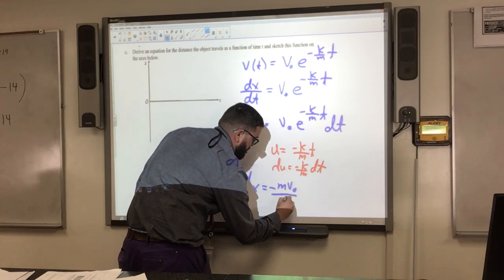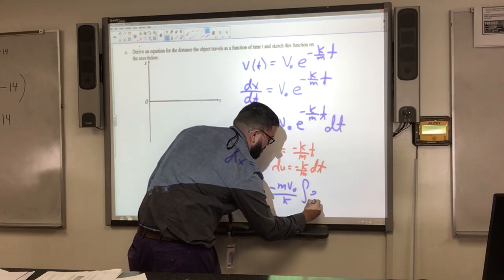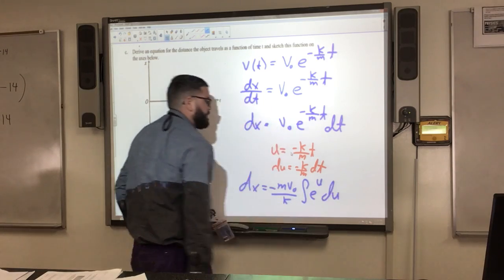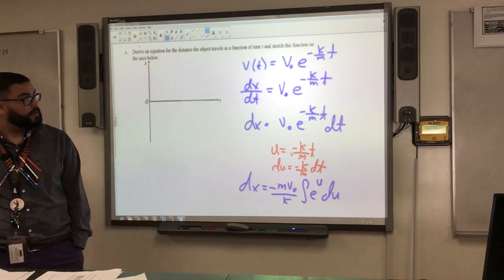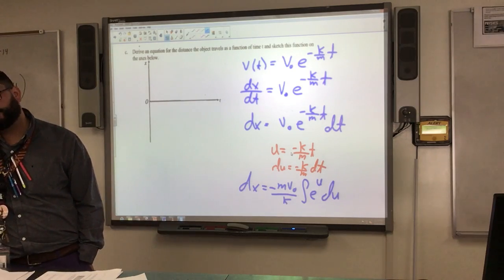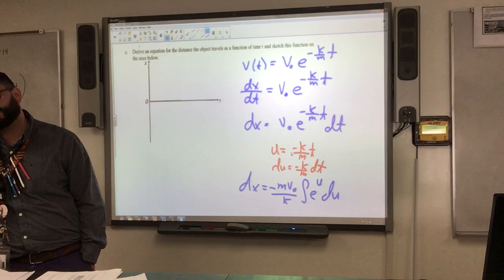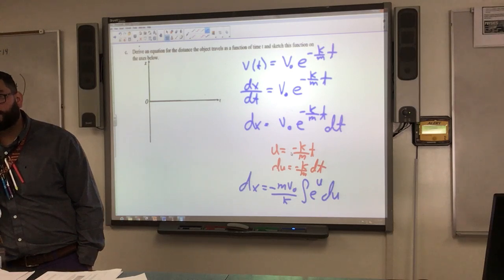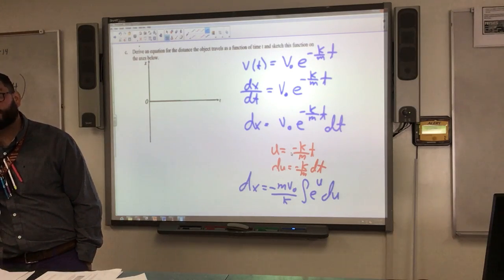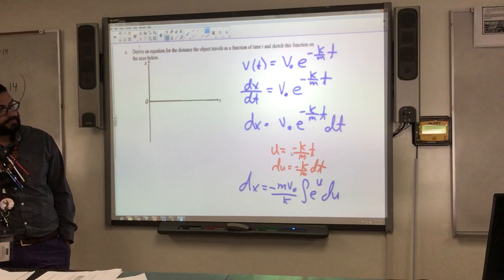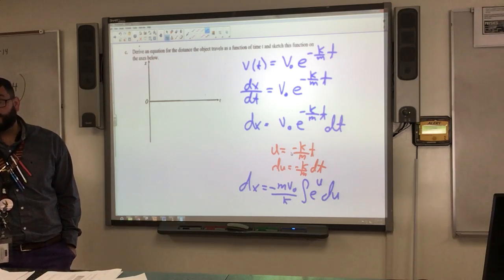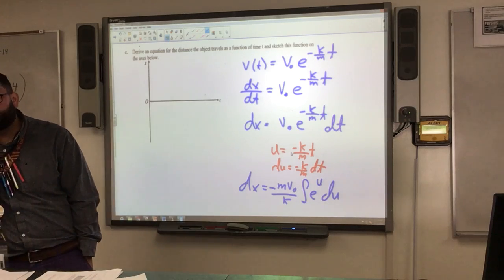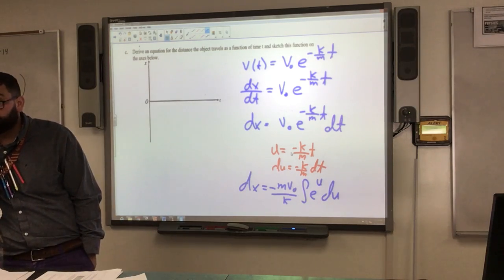Is it using velocity? There we go. v naught is a constant, yeah. It wouldn't make any sense to move it to the other side because that's dx, so it's not going to integrate with v naught anyway, and it's not going to integrate with dt. It's going to be negative m over k times the negative k. So the integral of e to the u is e to the u.